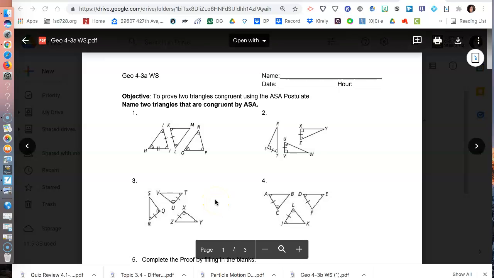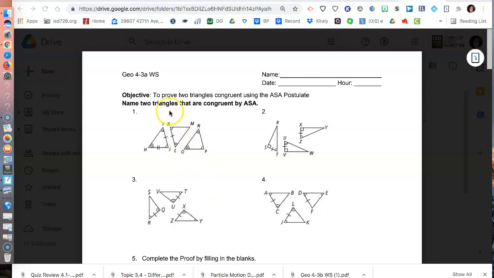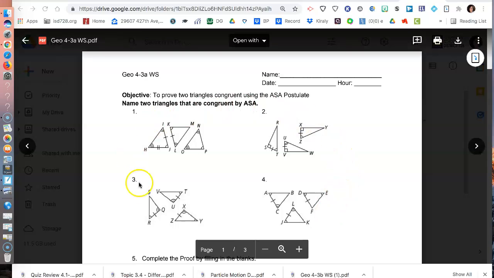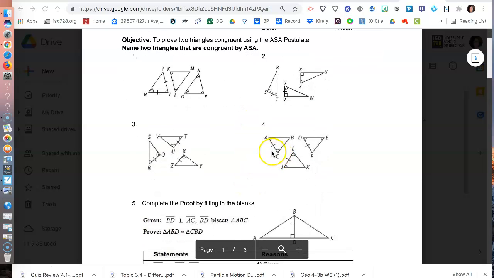This is for help on worksheet 4.3a, just in case you need it. And we are working on proving two triangles are congruent using our angle included side angle postulate. So you are searching in these first four for the pair of triangles that have two pairs of marked angles congruent and the side between them marked congruent. So let's go look at number 4.